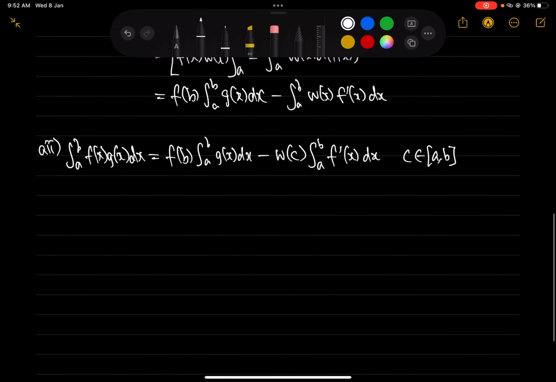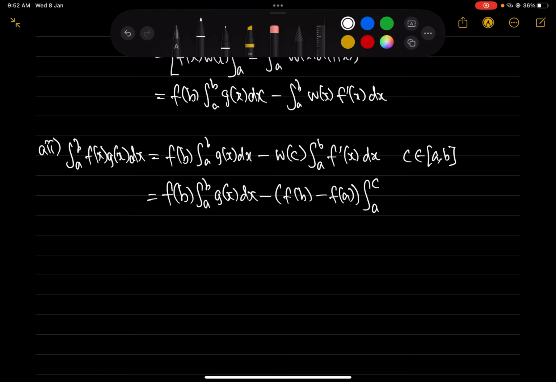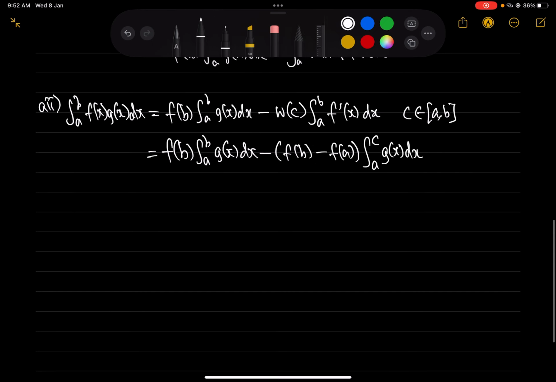So now we could have this part minus this bit is F(b) minus F(a). And then W(c) is from A to C of this. So now we have F of B times the integral from C to B of this, minus F of A times the integral from A to C of that. Oop, it should be GX. And that's it for part A2.